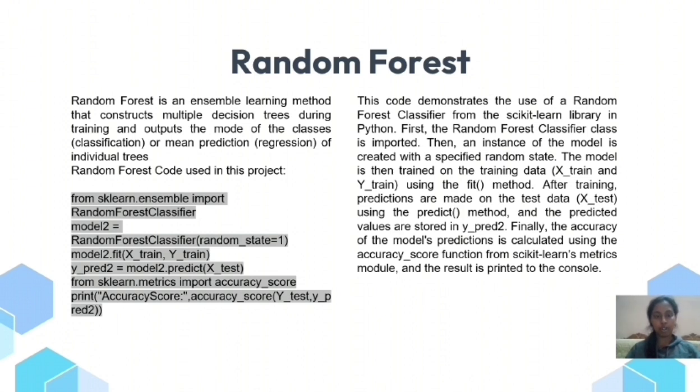First, the random forest classifier class is imported, then an instance of the model is created with a specified random state. The model is then trained on the training data using the fit method. After training, predictions are made on the test data using the predict method, and the predicted values are stored in ypredict2. Finally, the accuracy of the model's prediction is calculated using the accuracy score function from scikit-learn's metrics module, and the result is printed on the console.